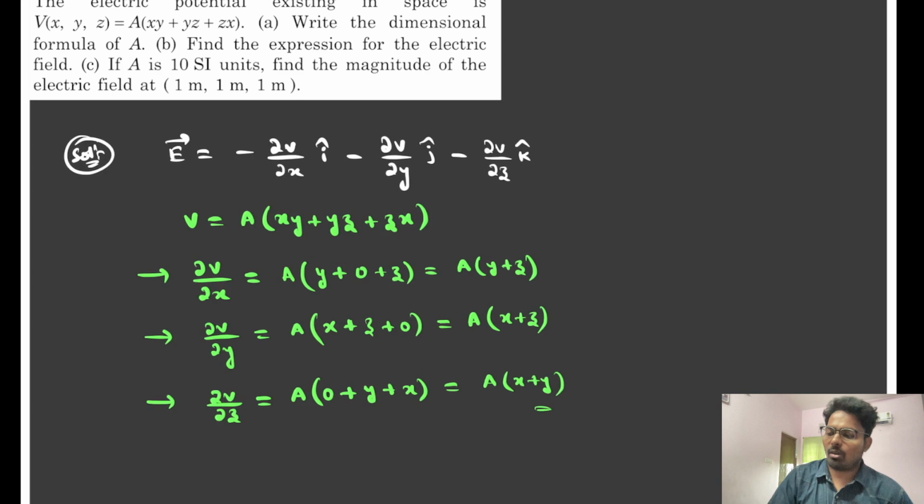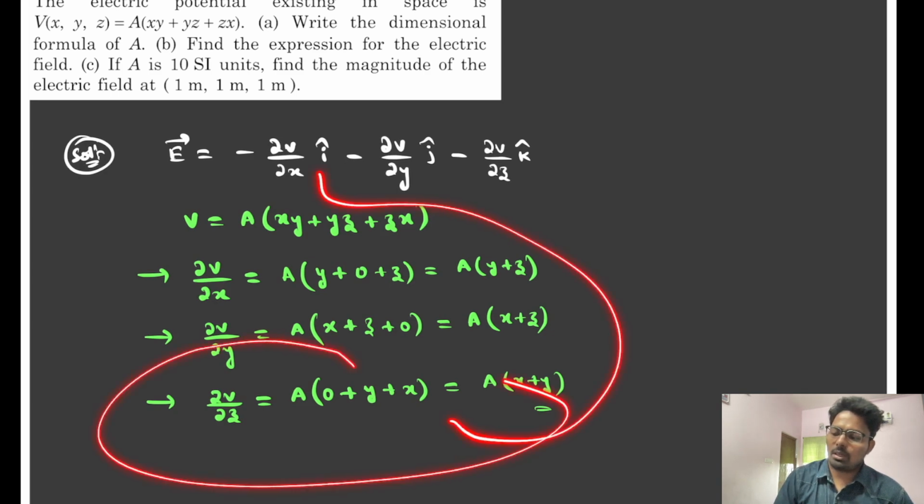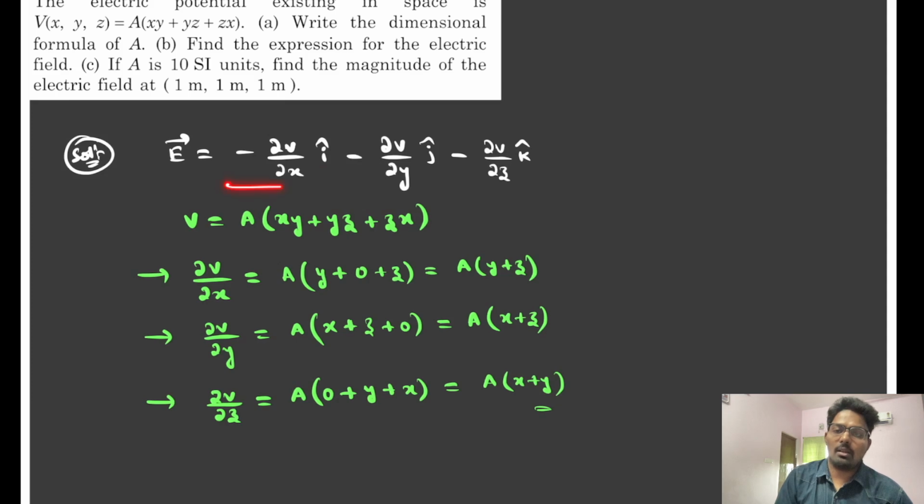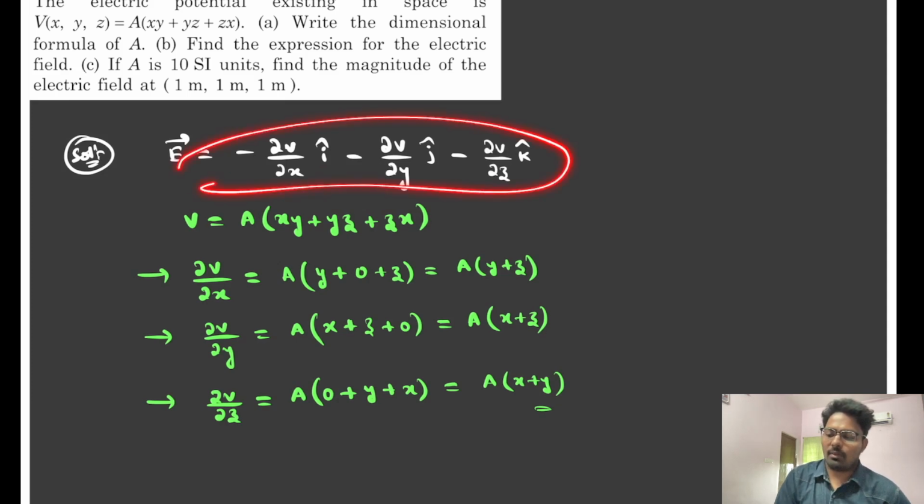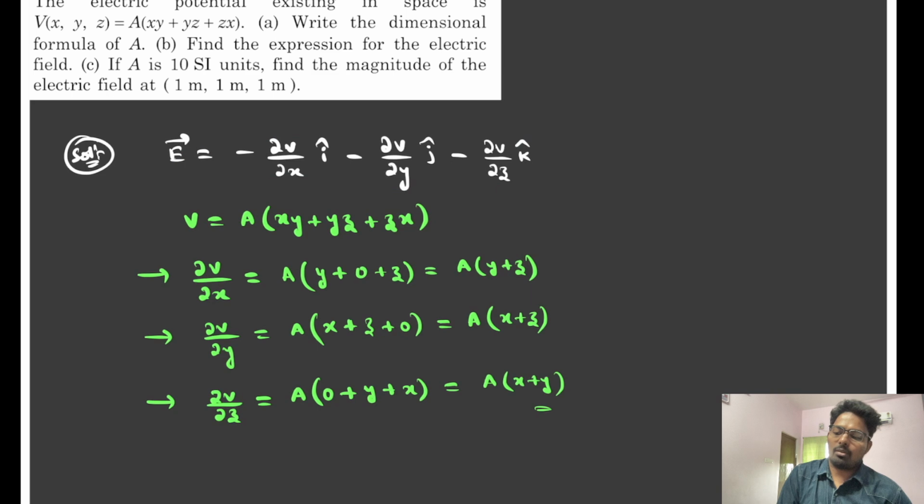Since I got all these values, I'll just substitute over here and I'll be able to get the electric field in vector form. Let's say they're asking what is the magnitude of the electric field at this point. Just substitute 1 in all these and you'll get something i cap plus something j cap plus something k cap. The magnitude is nothing but the square root of the x component squared plus the y component squared plus the z component squared. You will get the electric field at whatever point they are asking.